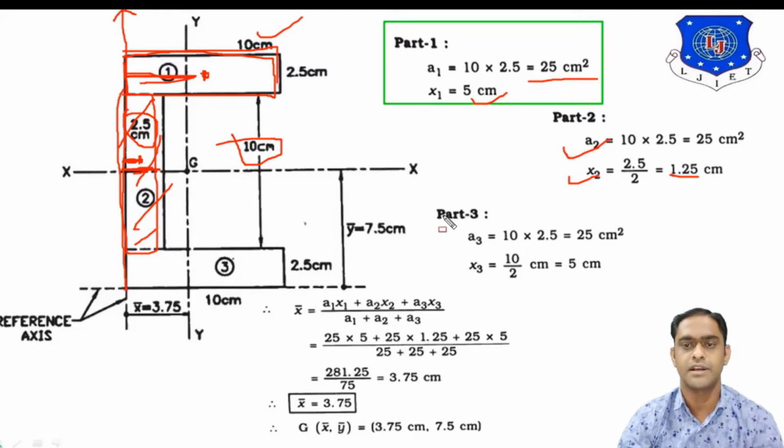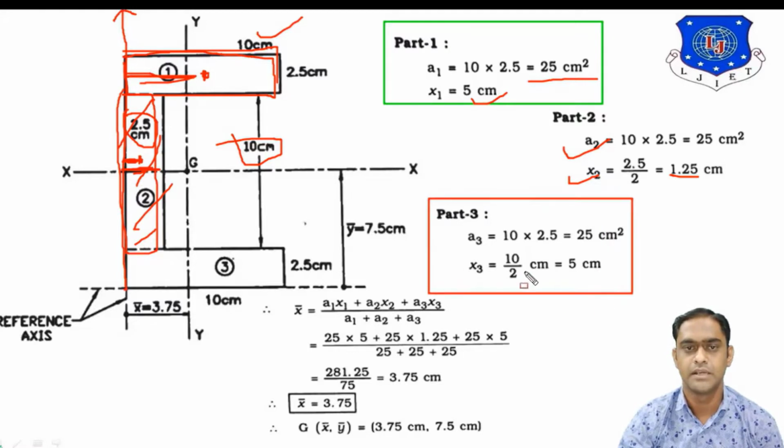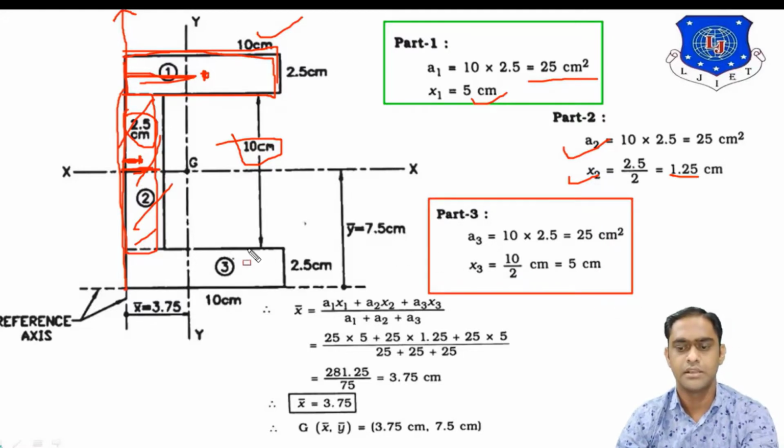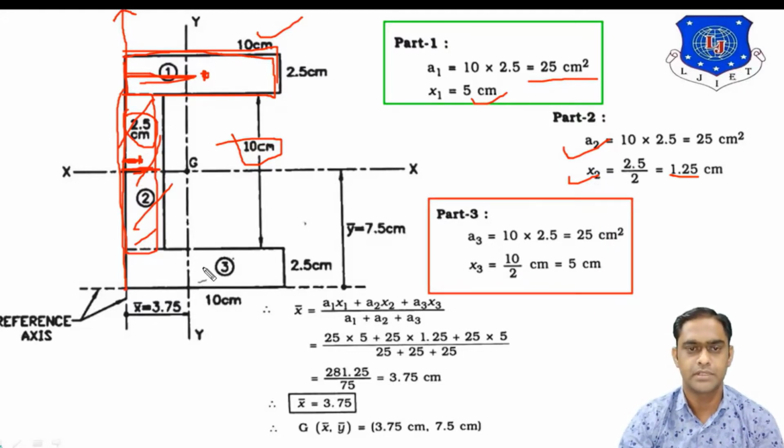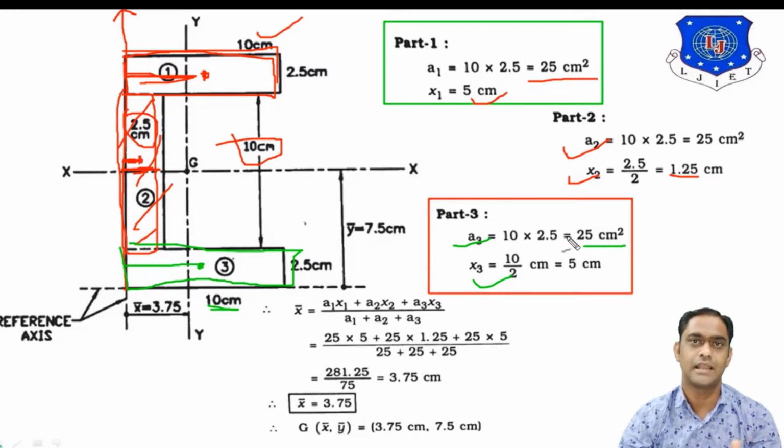Now, let us concentrate on the part number 3. So, where is the part number 3? In the bottom, here it is part number 3. Center of gravity will be at the midpoint, exactly at the center of the rectangle. From the y-axis, this horizontal distance will be half of this 10, means 5 centimeter. Area of the rectangle will be 2.5 by 10 is equal to 25 centimeter square again. So, this is basically the calculation of part 1, 2 and 3.